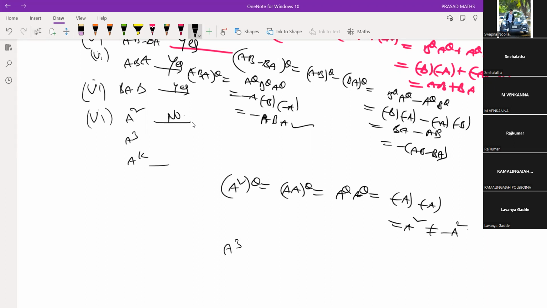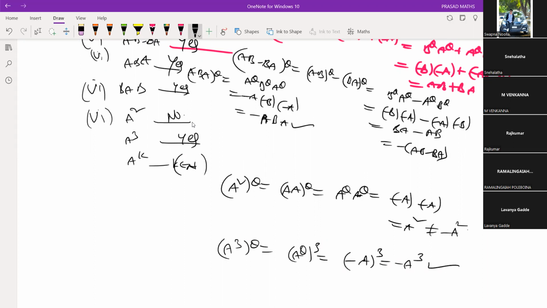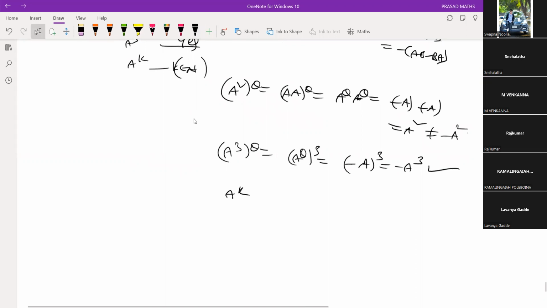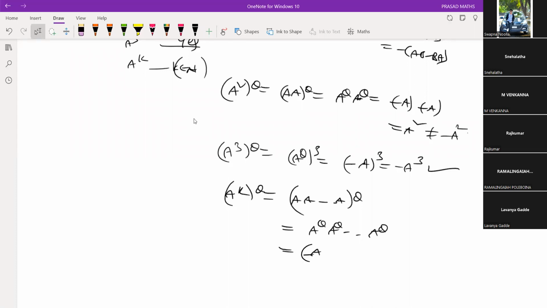What is A cube? This is nothing but A theta whole cube, same thing. But what is A theta? Minus A whole power 3. That means minus A cube. Therefore, it is skew Hermitian. What you observe? In general, when you take A power k theta, it is A into A, all of it whole theta. That means A theta, A theta, A theta. It is nothing but minus A, minus A, minus A up to k times. That means minus A whole power k, which is equal to minus 1 whole power k into A power k.